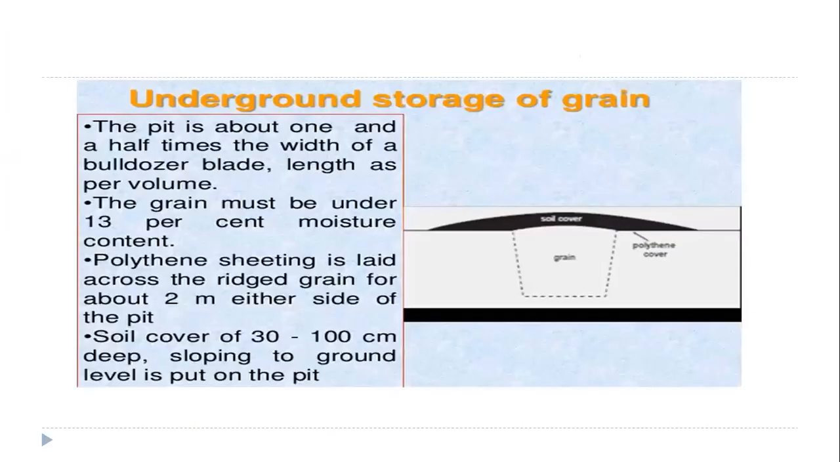So this is the photograph of an underground storage structure of grain. Such an underground pit is prepared, and in that your grain is stored. The pit is about 1.5 times the width of the bulldozer blade length as per volume. The grain must be under 30% moisture content. Polythene sheet is laid across the grain for about 2 meter either side of the pit. Soil cover of 30 to 100 cm deep sloping to ground level is put on that pit. So such a structure is also created.